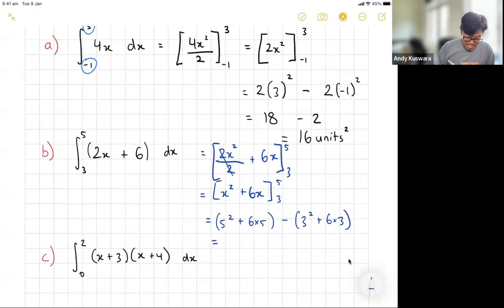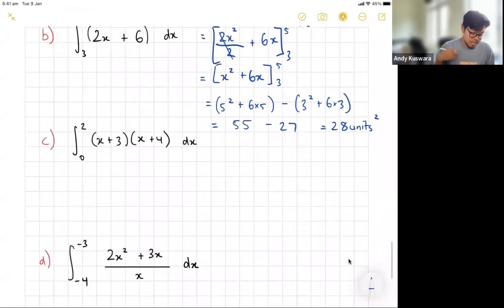25 plus 30, 25 plus 30. I'm doing this all in my head. 55. Take away what's 9 plus 18, 27. 55 take away 27 should be 28. Okay, 28. That's your answer, 28 units squared. Hopefully this is making sense.